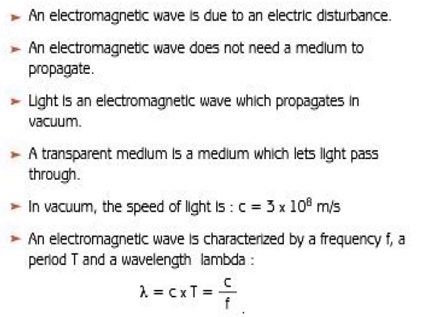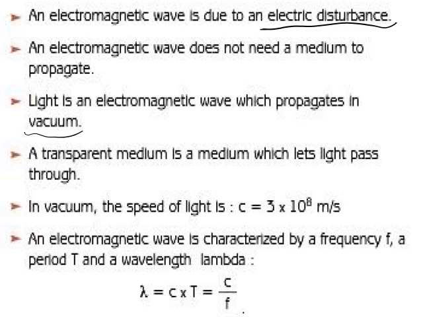An electromagnetic wave is due to an electric disturbance. An electromagnetic wave doesn't need a medium to propagate. Light is an electromagnetic wave which propagates in vacuum. A transparent medium is a medium which lets light pass through. You have to know that an opaque medium is a medium that doesn't allow light to pass through. Translucent allows some of the light to pass through.